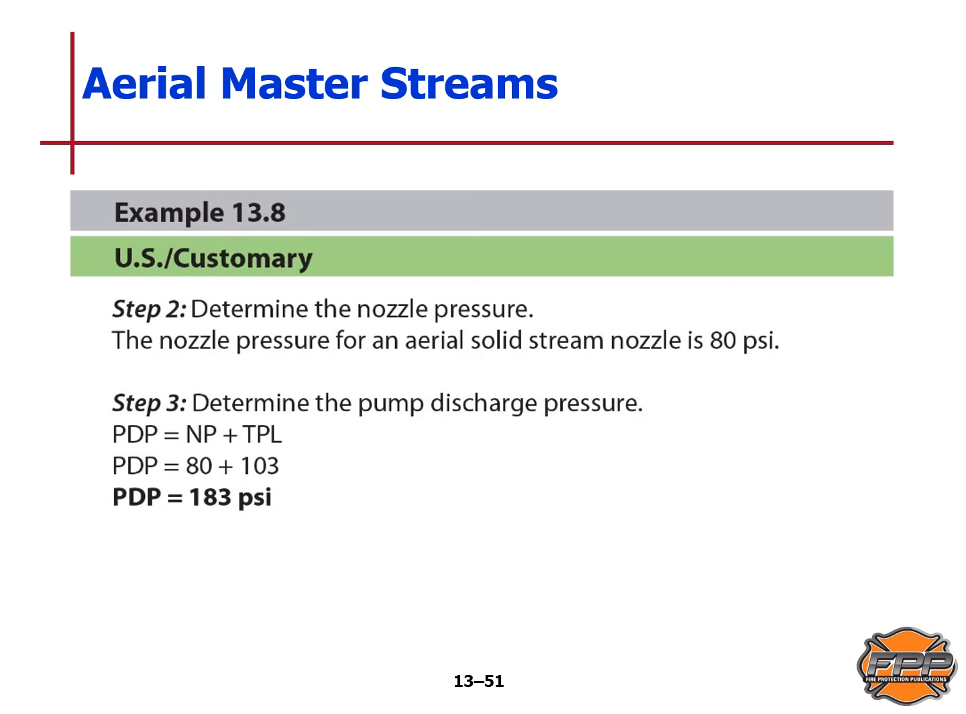Step 2, determine the nozzle pressure. The nozzle pressure for an aerial solid stream nozzle is 80 psi. Step 3, determine the pump discharge pressure. Pump discharge pressure is nozzle pressure plus total pressure loss. So your PDP is 80 plus 103. So your pump discharge pressure is 183 psi.